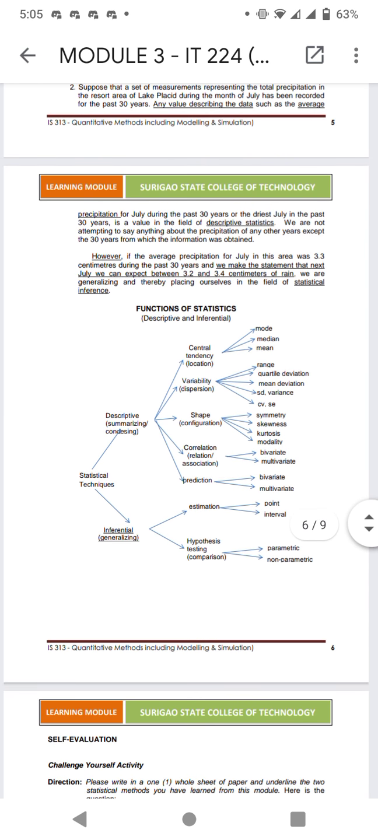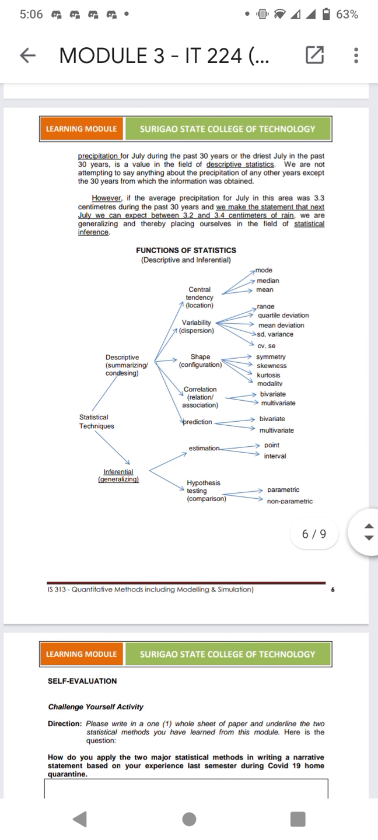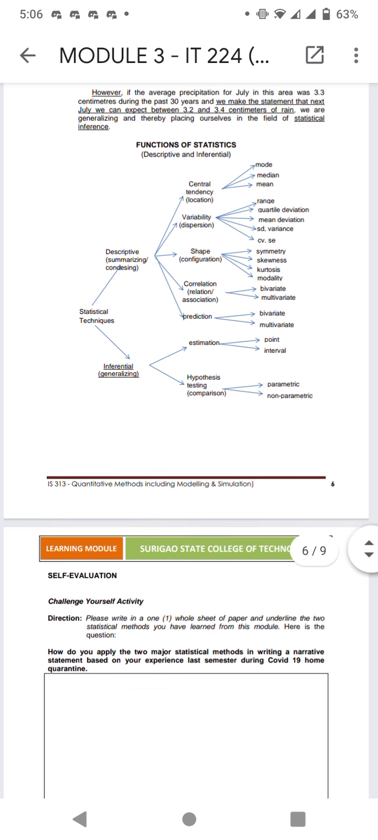Here we see the functions of statistics, both descriptive and inferential. In descriptive statistics we need central tendency, variability, shape, and correlation, even prediction. In the inferential one, we need the generalizing of a specific population according to what we have seen, using estimation and hypothesis testing.